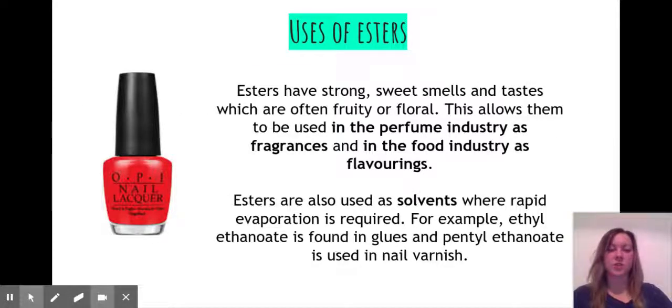Uses of esters: they have strong sweet smells and tastes which are often fruity or floral. That means that they are used in the perfume industry as fragrances and of course as flavourings in the food industry. Esters are also used as solvents where rapid evaporation is required. So for example, if you are somebody who likes to put nail polish on, then you will probably have come across the ester pentyl ethanoate, which is used in nail polish, and obviously once the polish is applied, the ester evaporates, leaving a nice polished nail. Ethyl ethanoate is also found in glues.